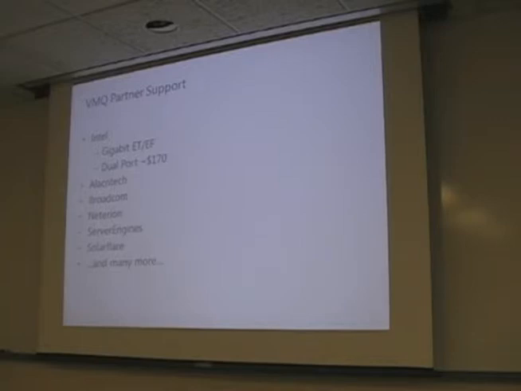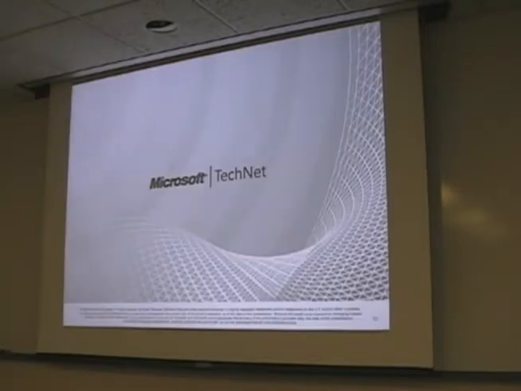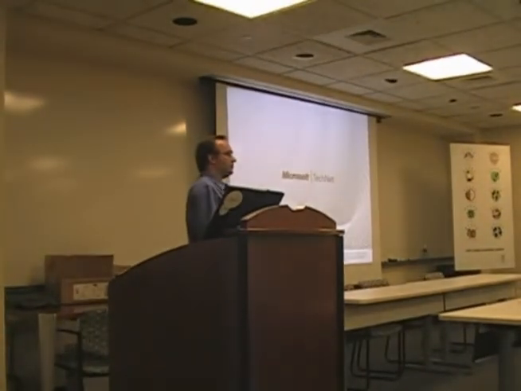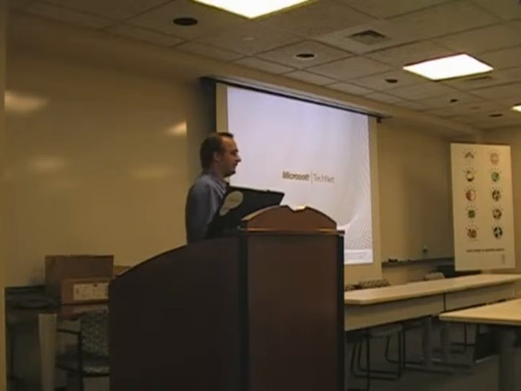A dual port VMQ Intel card runs about $170. So adding that hardware level Q support is not that unbearable in terms of cost. Oh, good. So is it like an iSCSI card type of thing, where it specializes? No, it just has some additional features built into the card that allows for the network connectivity. I'm not exactly sure, it's just for performance purposes. It's for performance, exactly. Yeah.